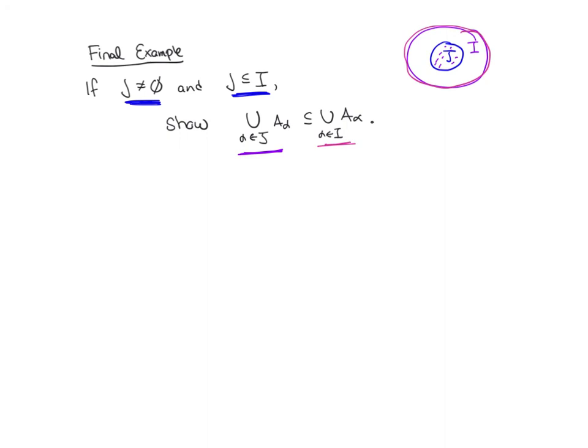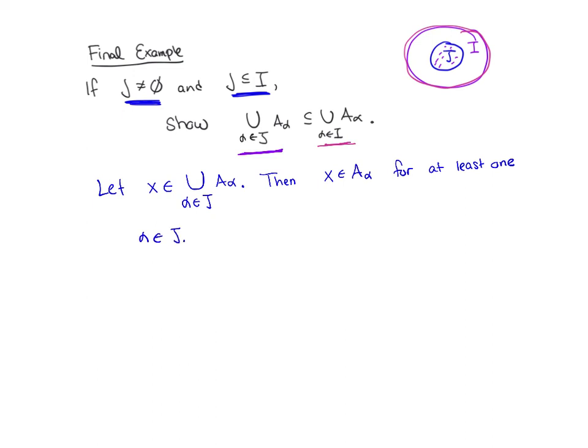So what I'm going to do is take X as an arbitrary element in the union over all alpha in J of A sub alpha. Since it's in that union, we can write out what that means. That means that X is in A sub alpha for at least one alpha in that index set J.